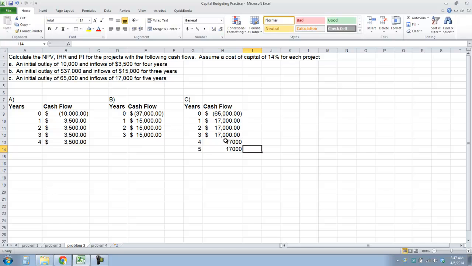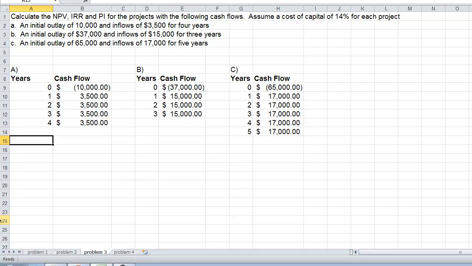Alright. They want to know the NPV, IRR, and PI for each project. So let's start with net present value. Cost of capital for all the projects is 14%.